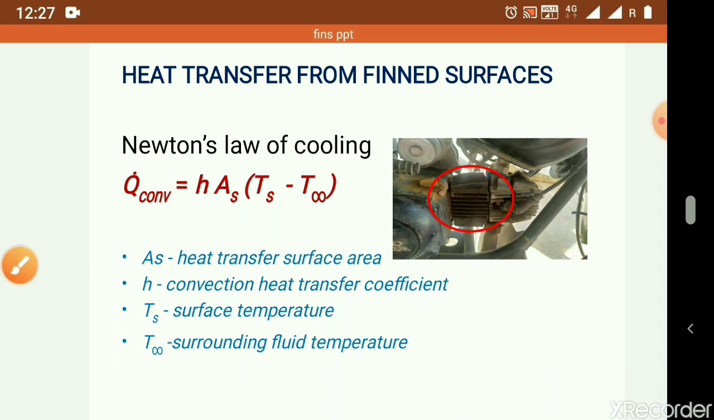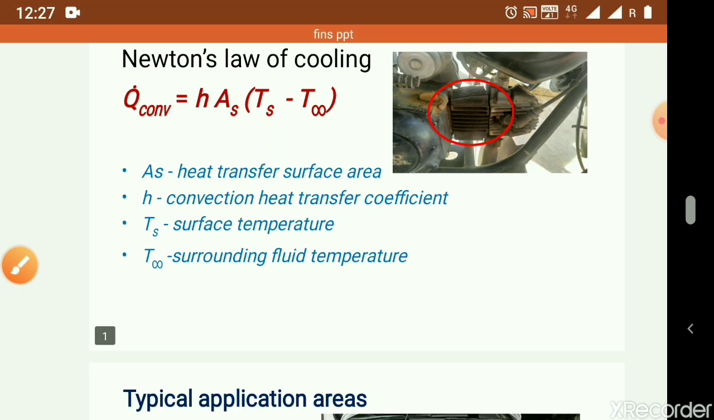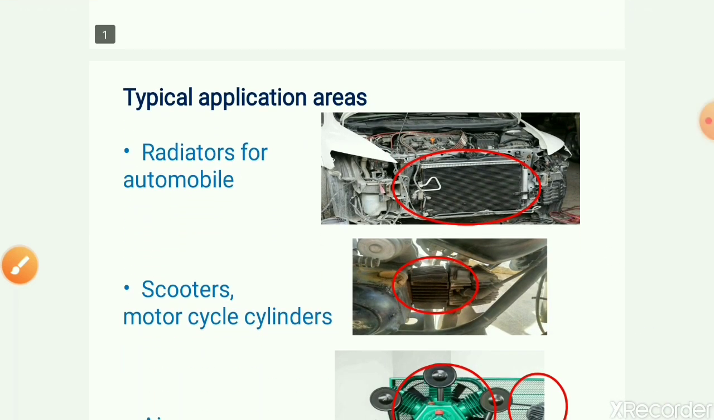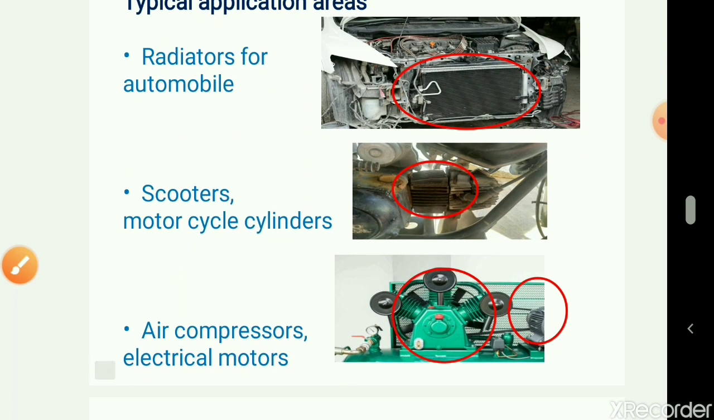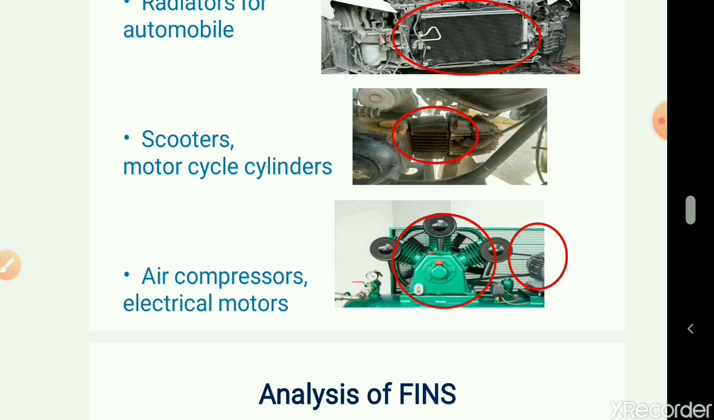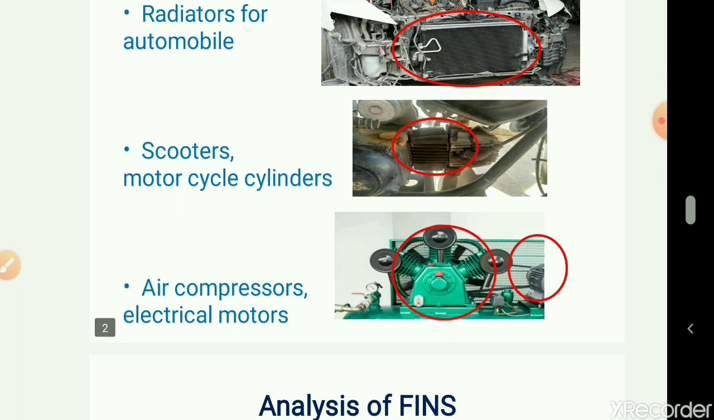Here you can see the typical fins that are used in a two-wheeler cylinder head. And next we see typical application areas of fins. The first one is radiators for automobiles. You might have seen the radiators in cars or any four-wheeler vehicles, and cylinder heads of scooters and motorcycles, air compressors and electrical motors. So you can see them in this diagram.